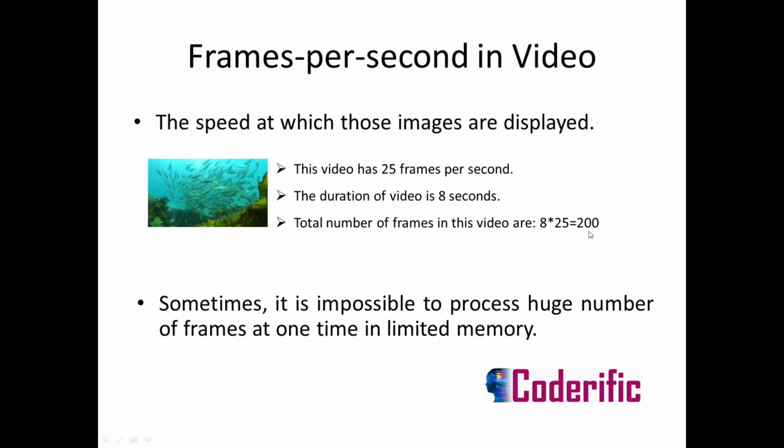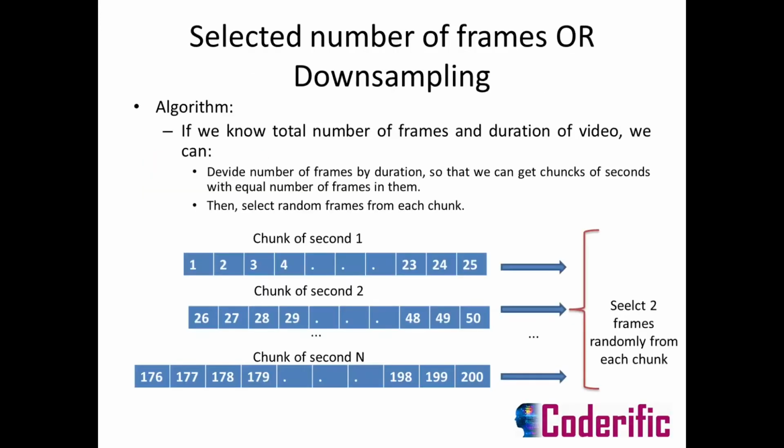Sometimes it is impossible to process a huge number of frames at one time in limited memory. So the solution for such a problem is downsampling, or having a selected number of frames from a video.